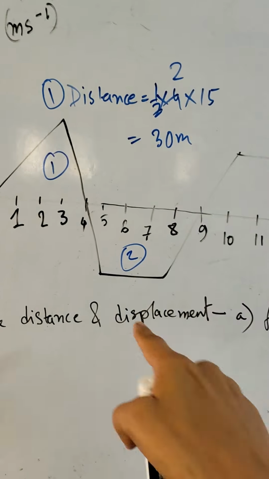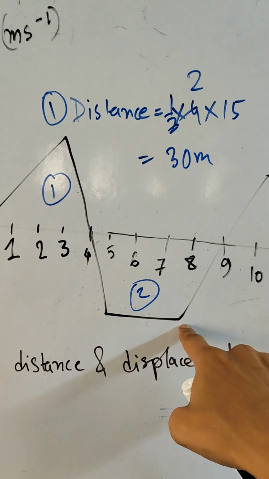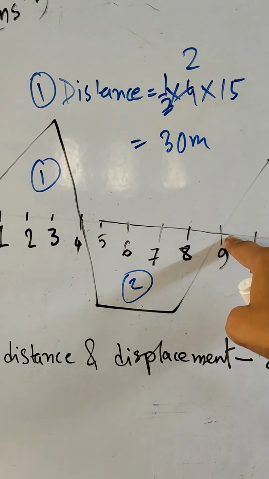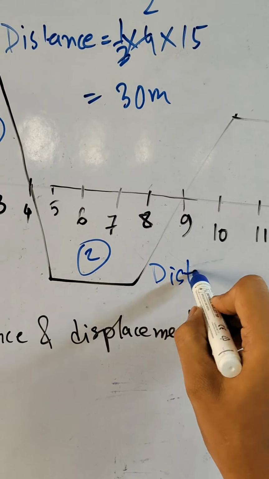In the second section, the velocity became minus 5 meters per second in the 5th second. Then the velocity stayed fixed till the 8th second. Then again the velocity increased to 0 meters per second in the next 1 second. So here it is a trapezium, and in this trapezium we can find the area, which will give the distance.